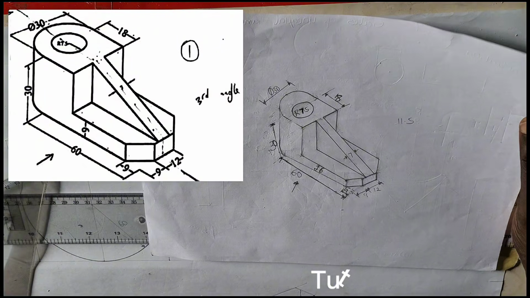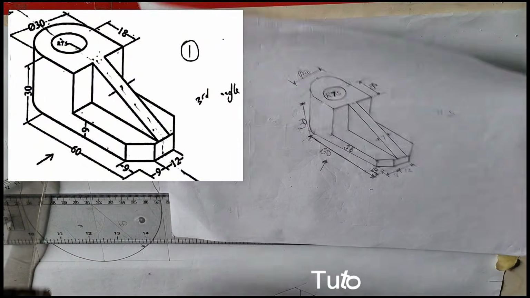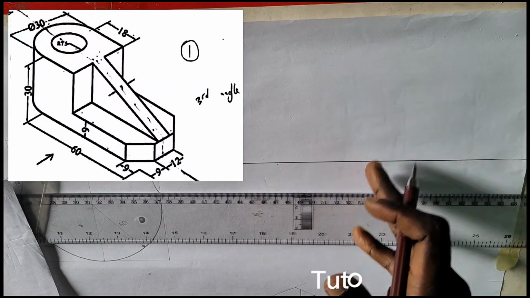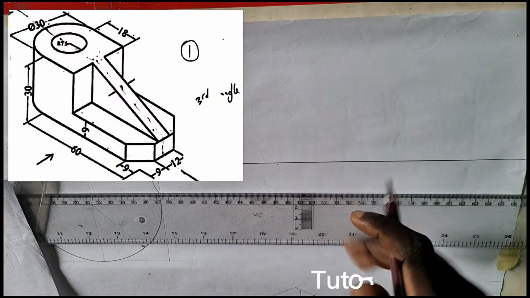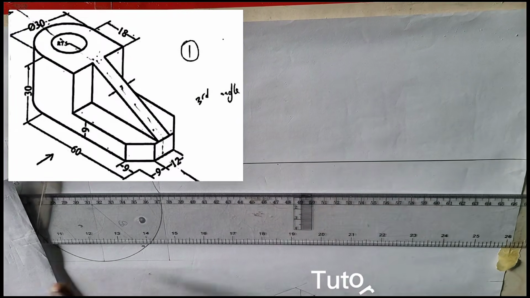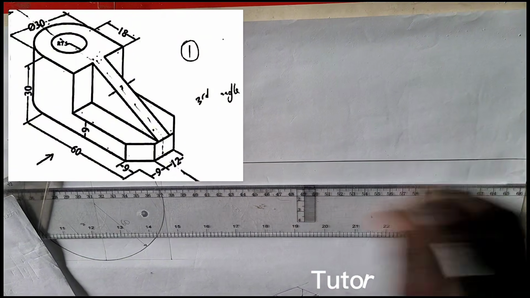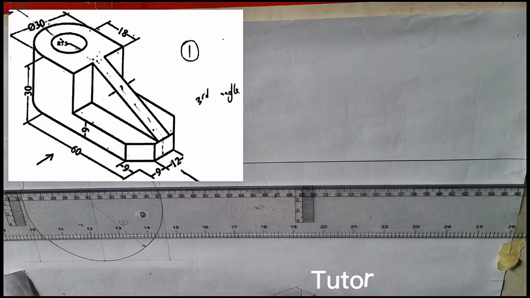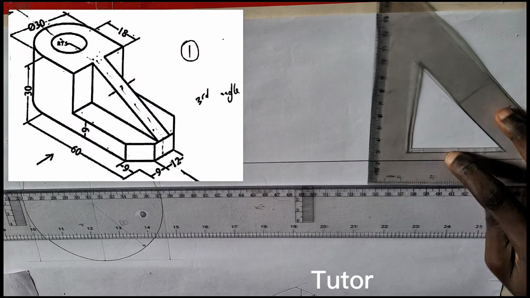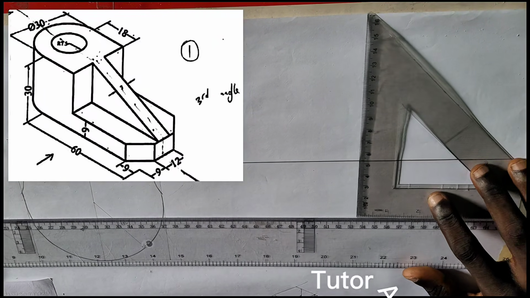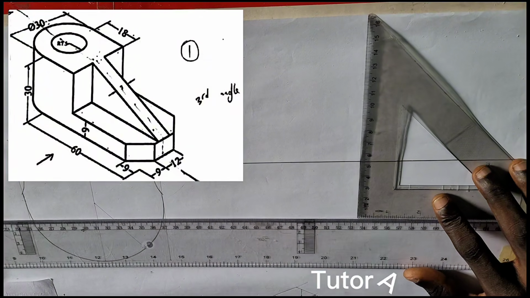All right, first thing you need to do whenever you have to draw an orthographic is to draw a horizontal line and also draw a vertical line like this, which will be 90 degrees to this horizontal line. I've already drawn the horizontal line using my T-square. So let's draw a straight vertical line.